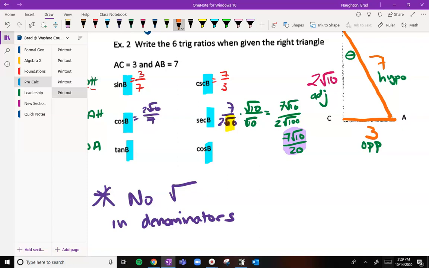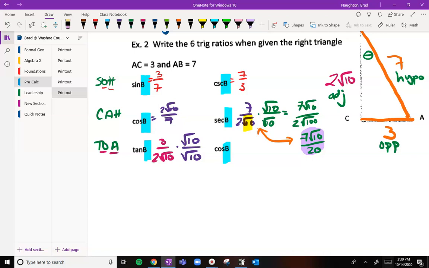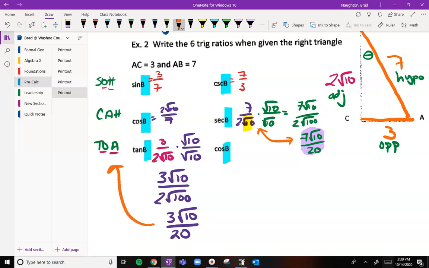So this one is why we did this example specifically, it doesn't look like they're reciprocals. They are, but we do have rules when we have square roots in our denominators. All right, I digress. Next one. Tangent, opposite over adjacent. So opposite is 3, adjacent 2 root 10. Danger, Will Robinson, danger. Square root in the denominator, rationalize. All right, I'm going to erase this for clutter's sake. So 3 root 10 over 2 root 100. So 3 root 10 over 20. So, ladies and gentlemen, boom. That is our tangent function.